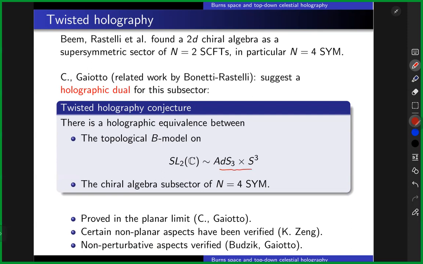Now, I feel at this stage, this is pretty well established. In our paper with Davide, we were able to match correlators in the planar limit. My student, Ku Zhang, was able to do some things for certain non-planar correlators. Davide with Kasia Budzik were able to match some non-perturbative aspects, even giant gravitons. So there's a lot of computational evidence for this proposal.